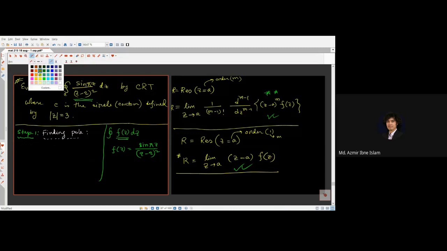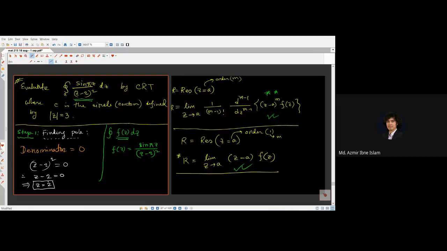I hope you can remember that a pole can be found by setting the denominator equal to 0. If we consider this one, the upper part is the numerator and the lower part is the denominator. So in the denominator portion we have (z minus 2) squared equal to 0. That means z minus 2 equal to 0, and finally z equal to 2. So z equal to 2 is a pole, or we can say this is the singularity or singular point.